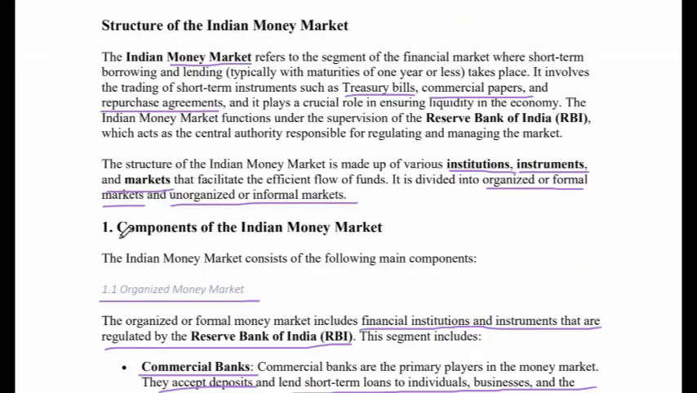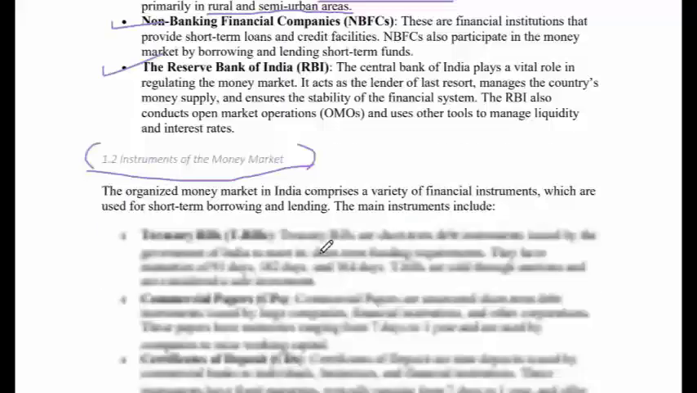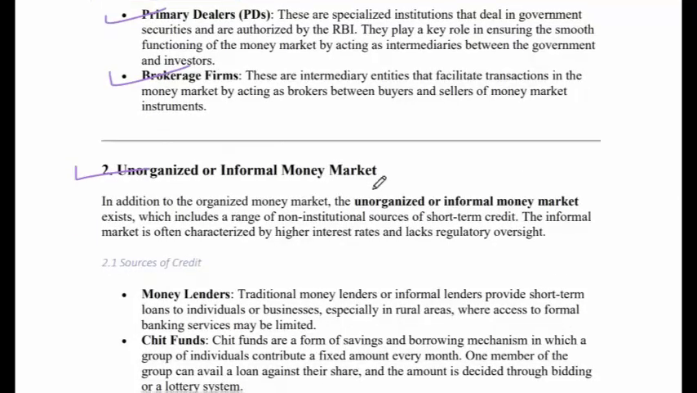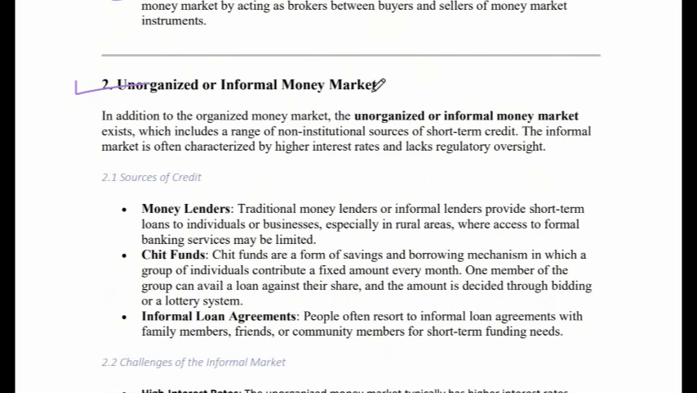So we were covering the components and structure of the Indian money market. Out of that, the first one was the formal component of the Indian money market. The second one is the unorganized or informal money market. Previously we saw the formal money market. Now informal. In addition to the organized money market, the unorganized or informal money market exists, which includes a range of non-institutional sources of short-term credit. The informal market is often characterized by higher interest rates and lacks regulatory oversight.